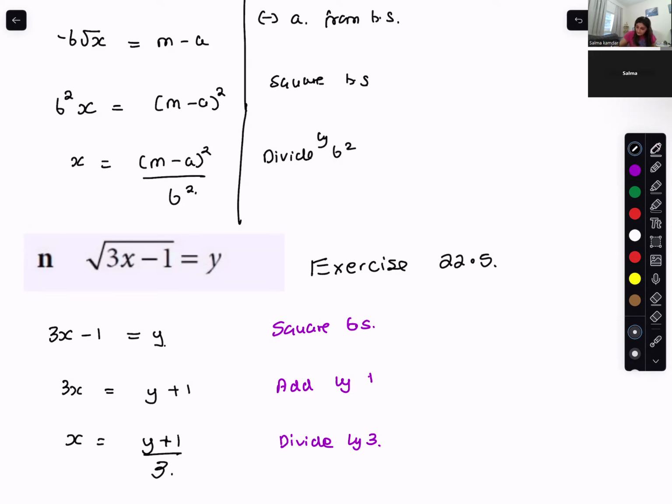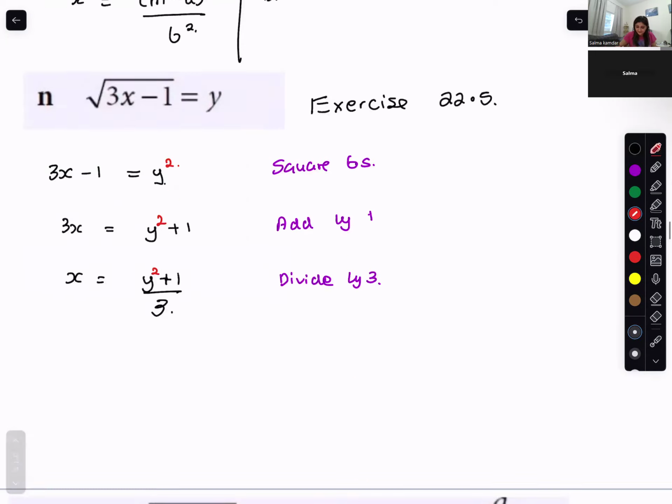Now when I squared both the sides, if you have noticed, I forgot to put the square. So it will be Y square plus 1 by 3. These are small things that you need to consider.